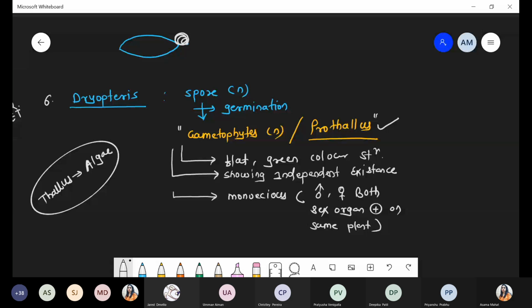Baki kahin pe bhi present nahi hota. Such prothallus is green in color, that's why it shows independent existence. And these are examples of monoecious plants, where both the male, that is antheridium, as well as the female, that is archegonium, are present on the same gametophytic body. Clear?